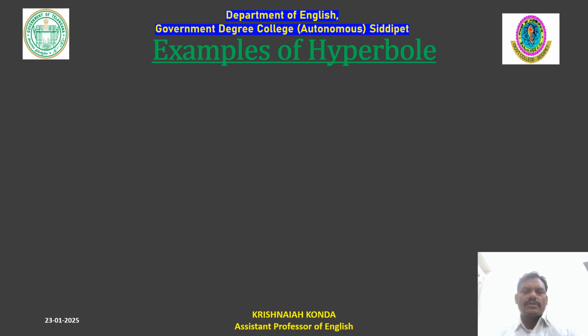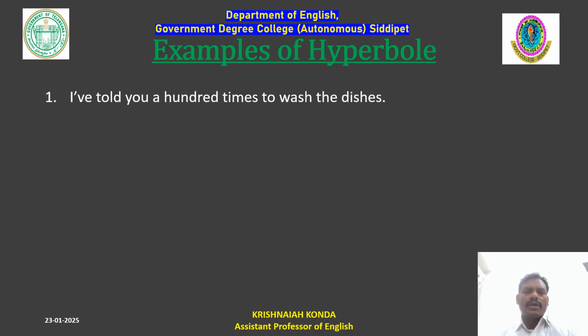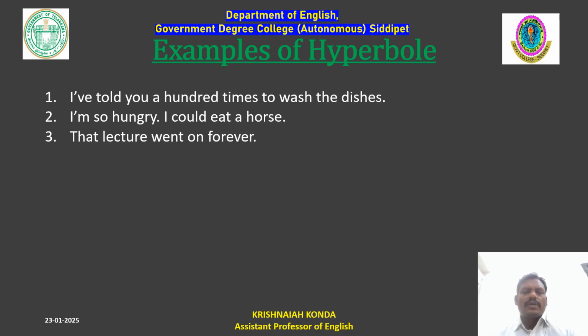Let's look at some examples of hyperbole. I have told you 100 times to wash the dishes. This means they have been told many times, not exactly 100. I am so hungry, I could eat a horse. This means the person is very hungry, though they obviously wouldn't eat a horse. That lecture went on forever. It means the lecture felt very long, but it was not endless.